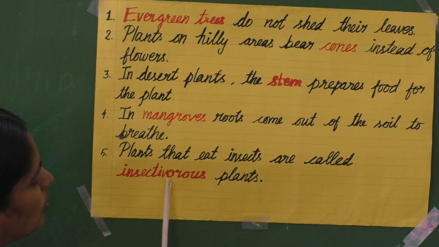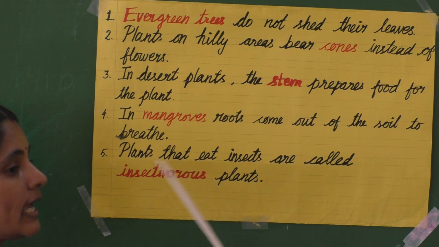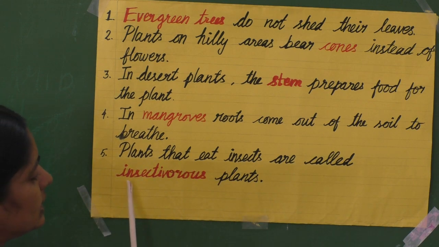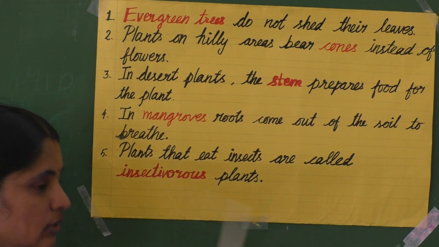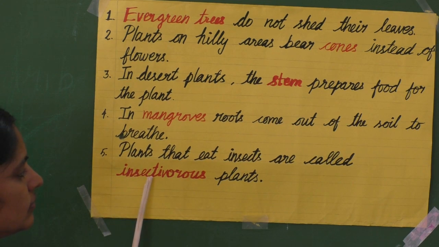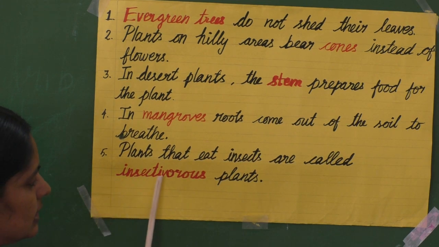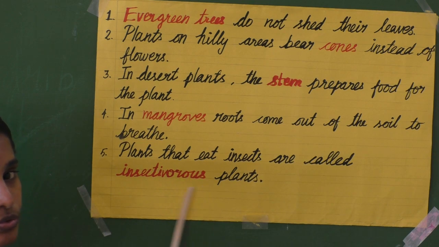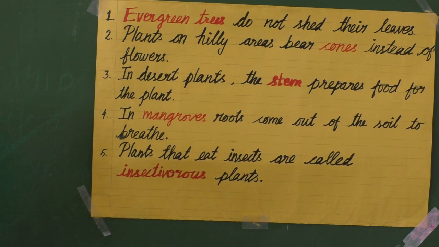V-O-R-O-U-S, vorous means eating, taking. Insect saapidudhu, insectivorous. Okay, check the spelling properly. Insectivorous. Insect, I poduranum. Insecti, V-O-R-O-U-S, insectivorous plants. Then next, section C is your question answer, short answer questions.